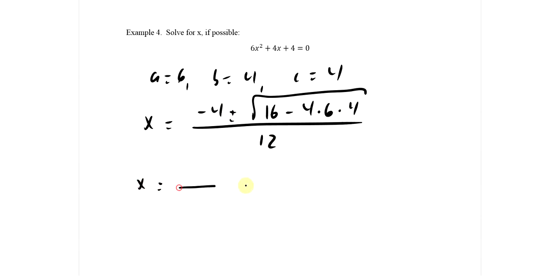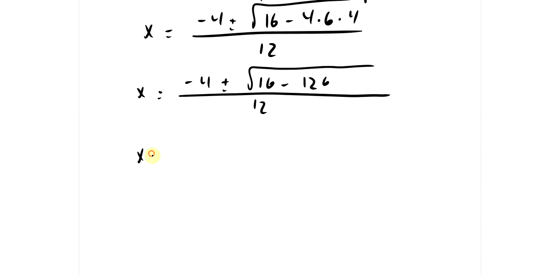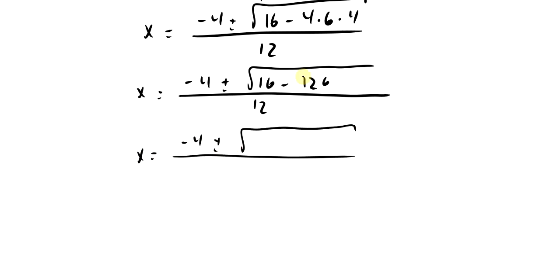So x equals, draw on my horizontal line first, minus 4 plus or minus 16 minus, well, 16 times, no, 4 times 4 is 16, 16 times 6 is 126, all over 12. And so if we actually do that subtraction in the square root, we get something a little disturbing. You get minus 4 plus or minus the square root of 16 minus 126 is minus 110, all over 12.